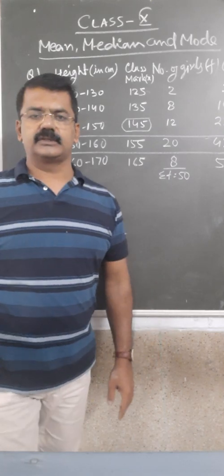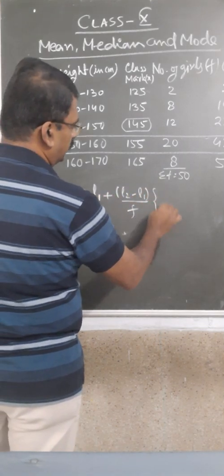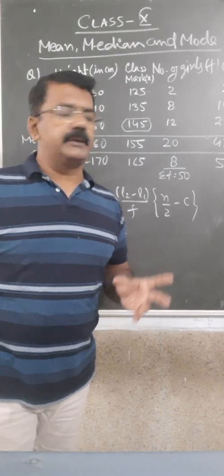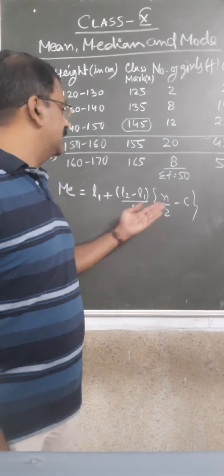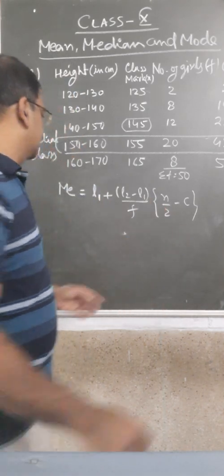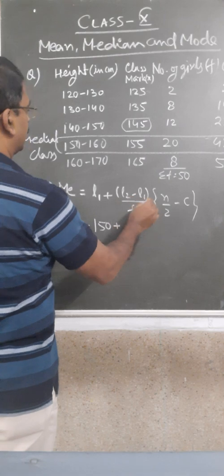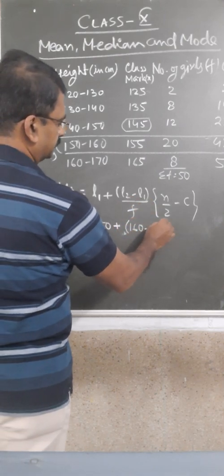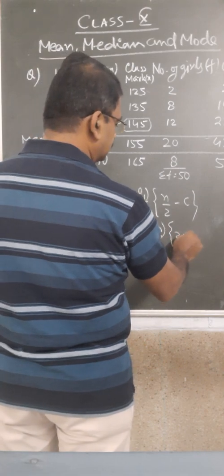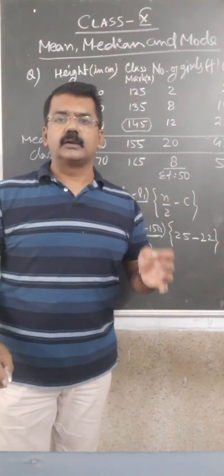Now the median. The formula for median is L1 plus L2 minus L1 upon F into n by 2 minus c. You know here L1 is the lower limit of the median class, L2 is the upper limit of the median class, F is the frequency of the median class, n is the sum of frequencies and c is the cumulative frequency of the pre-median class. So L1 is 150, L2 minus L1 that is 160 minus 150, F that is 20, then n by 2 is 25, minus c is 22, the cumulative frequency of the pre-median class.